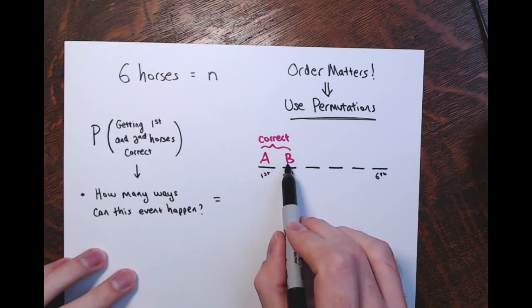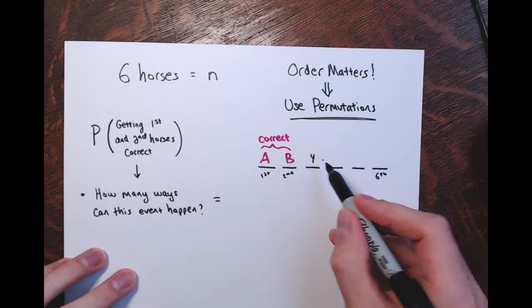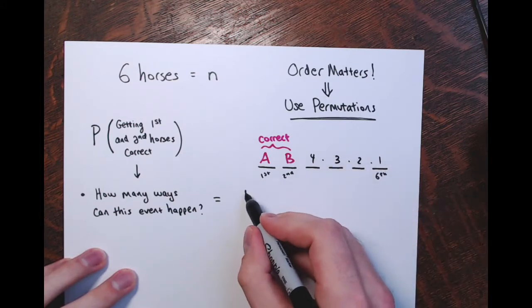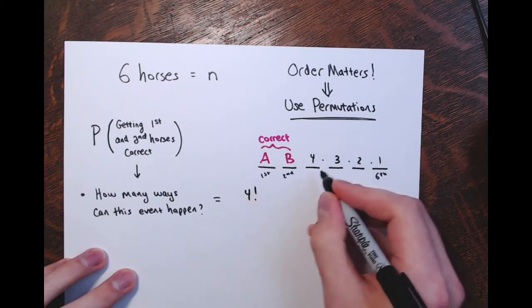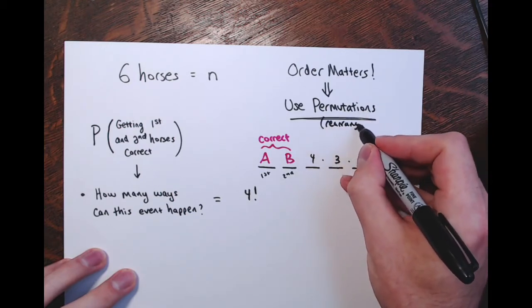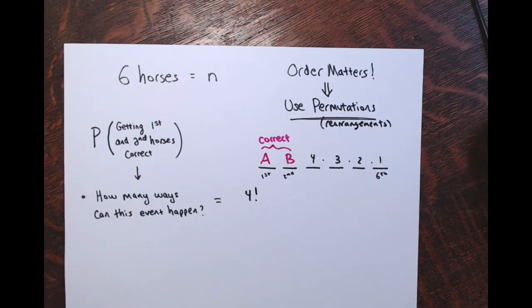Well, if I got the first 2 right, that means I picked 2 of the horses, and then you'd have 4 choices for the next horse, then 3 choices, then 2, then 1, and you multiply those. That's 4 factorial, right? Remember, permutations are just rearrangements where order matters. So there are 24 different rearrangements where I get the first 2 horses correct.